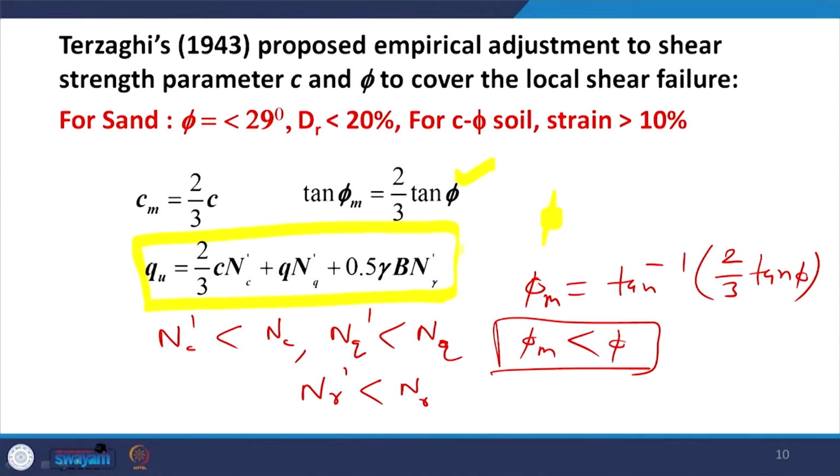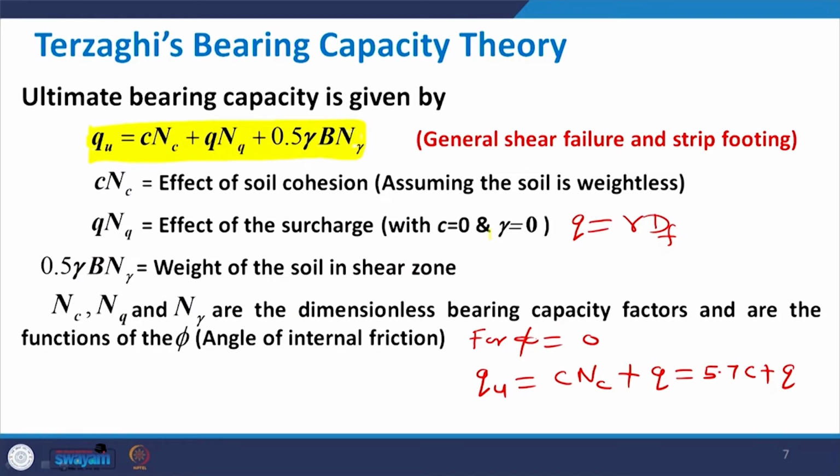The equation we have discussed so far is the basic equation for qu, and this is the more fundamental equation for bearing capacity. In this equation it was assumed that the water table is very deep, that means there is no effect of the water table.